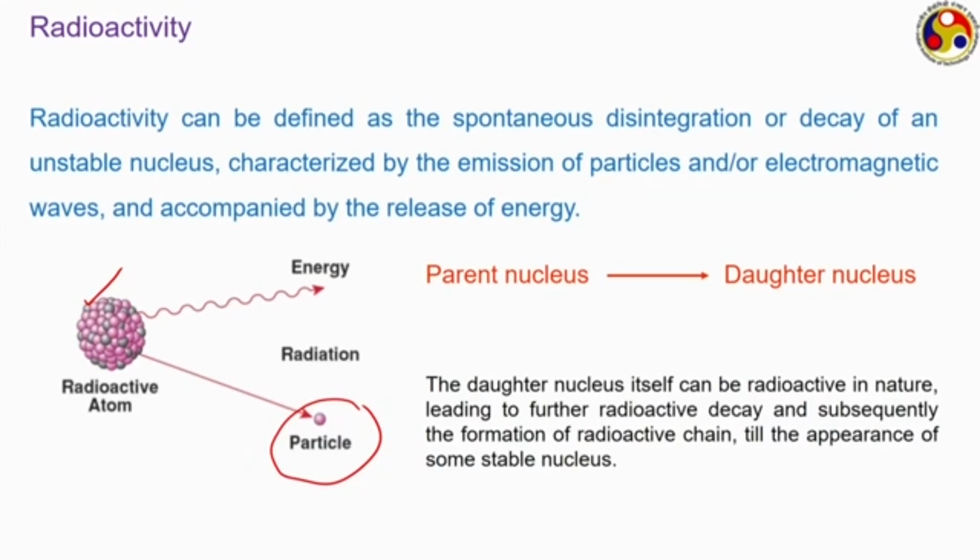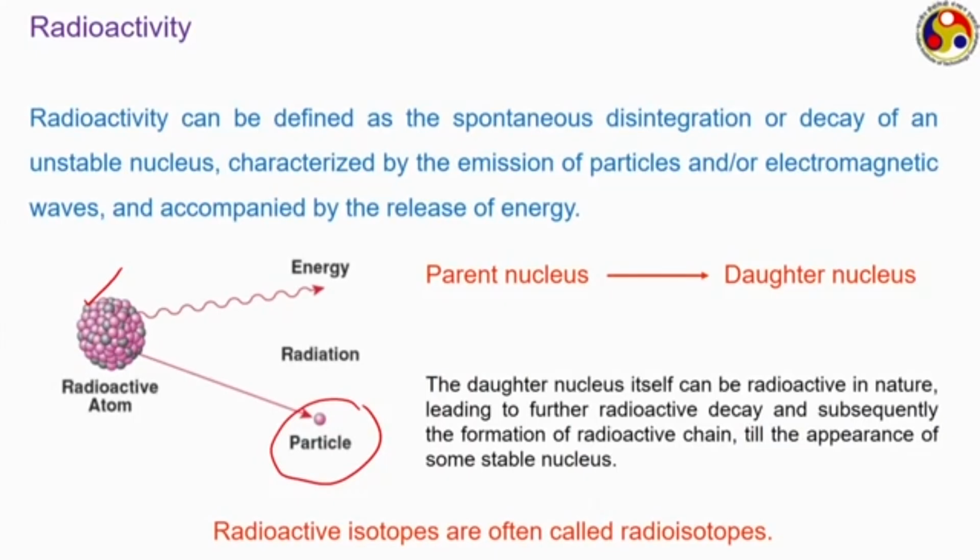Accordingly, we may have the formation of a radioactive chain, which starts from some very heavy nucleus and goes on through a series of different daughters, all of which are generally radioactive in nature, and that chain is able to complete only when we have some kind of stable nucleus form, that is something which is not radioactive and therefore is not able to go through any kind of disintegration.